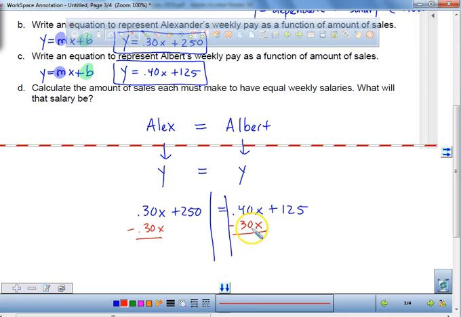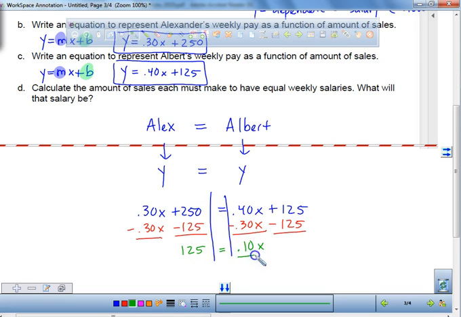So if you have 40 cents and you take away 30 cents, what does that leave you? 10 cents, right? You have 40 cents, you take away 30 cents, now you have 10 cents. Well, if I move all of my x values on the right, what do I have to do with my numbers? I got to move them over to the left. So what am I going to take away? 125. And I got to take away 125. So 250 minus 125 is 125. Because 125 plus 125 equals 250.